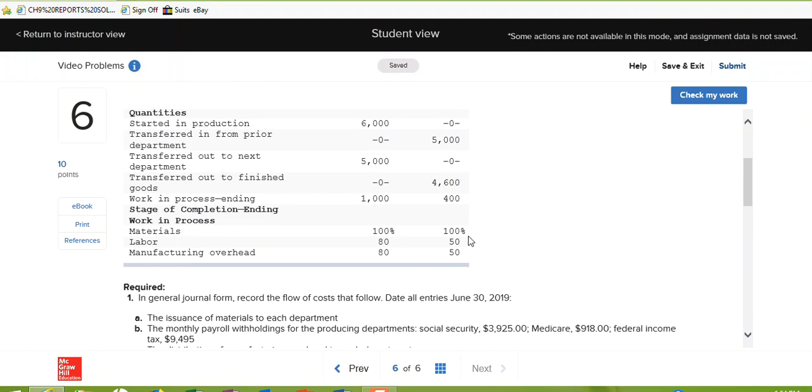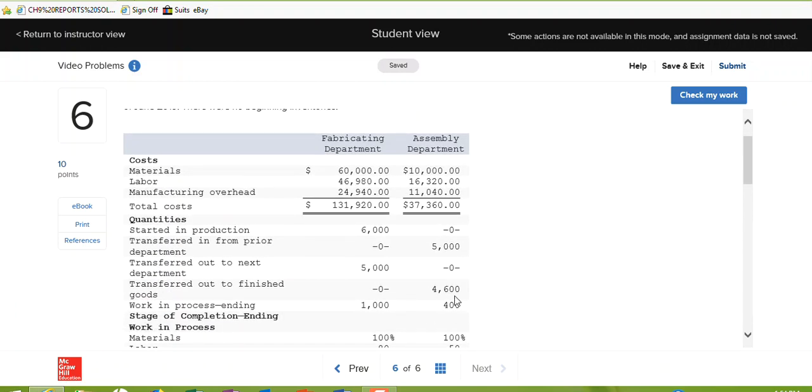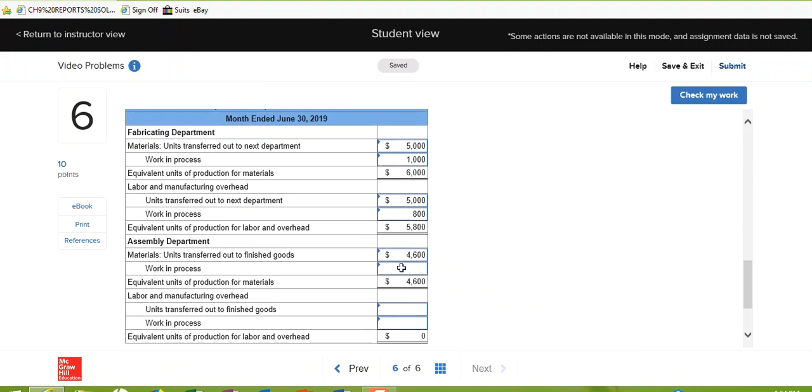And it says that these items are 100% complete for materials. Oh, right here. Work in process, I'm sorry. So work in process, we haven't gotten to the 100% part yet. Work in process ending inventory was 400 units, and they just gave us that. So we're going to put that in here. And that's for materials. Now we can go to those percents. So labor, manufacturing overhead, units transferred out to finished goods. Well, if you transferred them out, they're done.